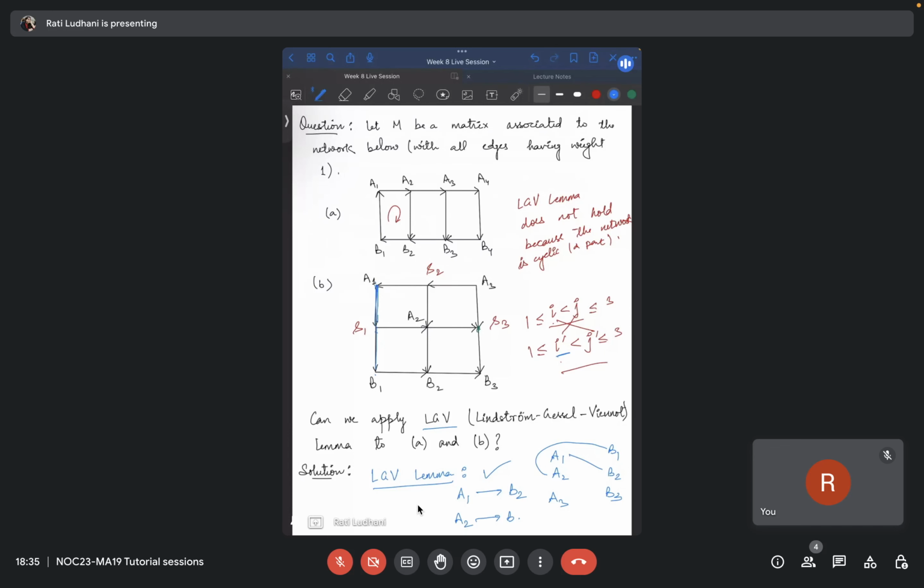So you have to consider the paths. Okay. So A1 to S1 and S1 to B1. There is one path from A1 to B1. Is there any other path you can take? There is only one, right? Yes.